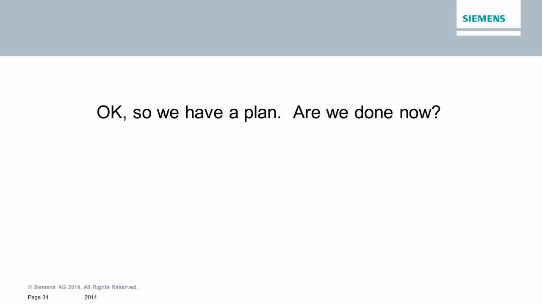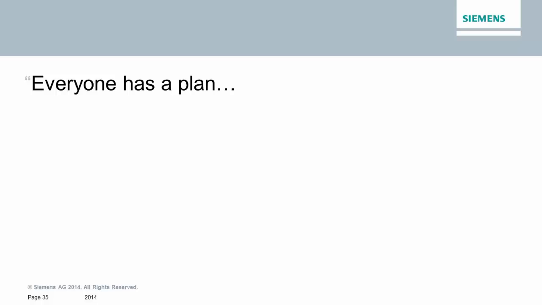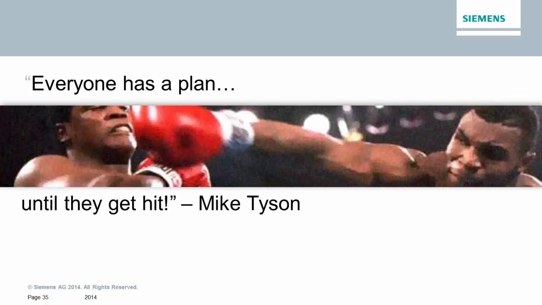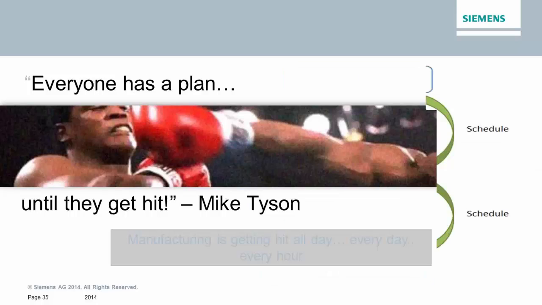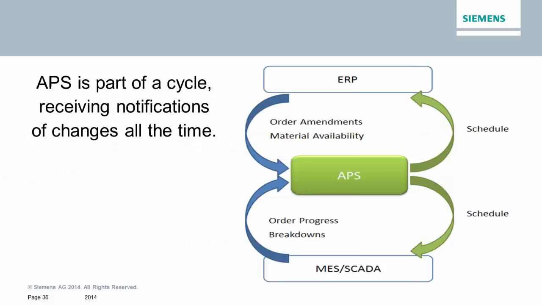But let's say we do get to a plan. Are we done? Well, everyone has a plan until you get hit, says Mike Tyson. And manufacturing's getting hit every day, every hour. You've got order amendments coming down all day long. You've got material disruptions, rework, equipment failure. Some processes are running faster than planned. Other processes are running slower than planned. All those things cause your schedule to get out of sync.